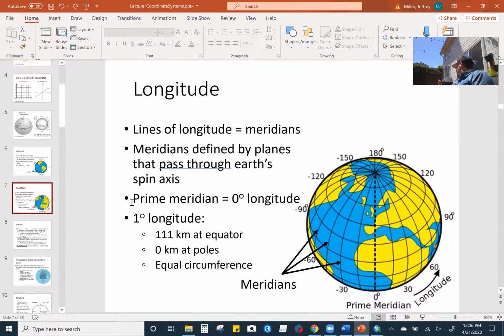So next we have longitude, and longitude are also called meridians. Meridians because they actually cross each other and converge at the poles. Looks something like this when we get to, let's say, the North Pole. We've actually rotated the Earth a little bit this way. And they meet at the poles.